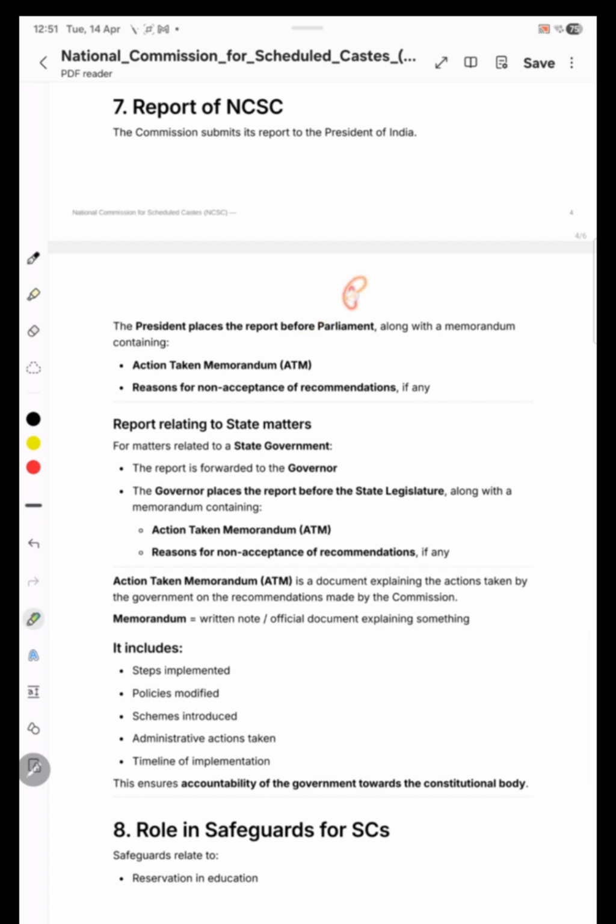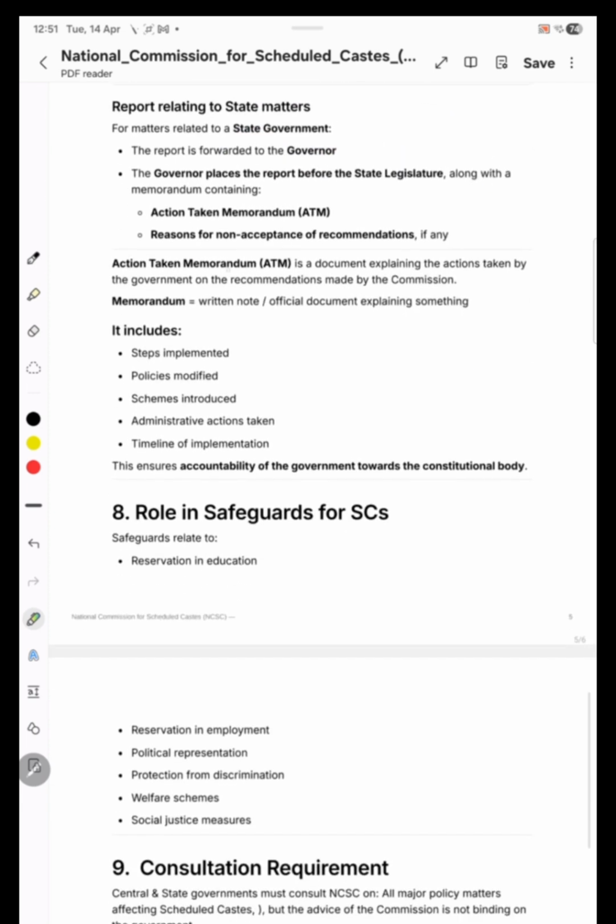So the report that is presented has 2 parts. So whatever action is taken based on the recommendations, and if some recommendations are not implemented, why they were not implemented, right? So the action taken memorandum is a document explaining the actions taken by the government on the recommendations. A memorandum is nothing but an official document, a written note. So this includes what are the steps, implementation, policies modified, schemes introduced, whatever administrative action taken, timeline of implementation.